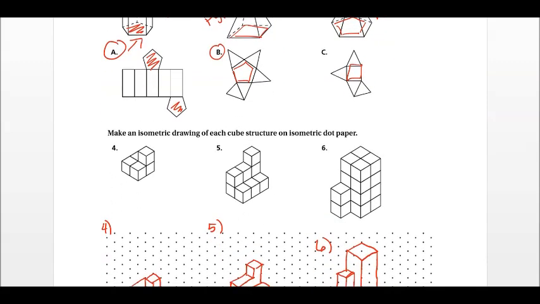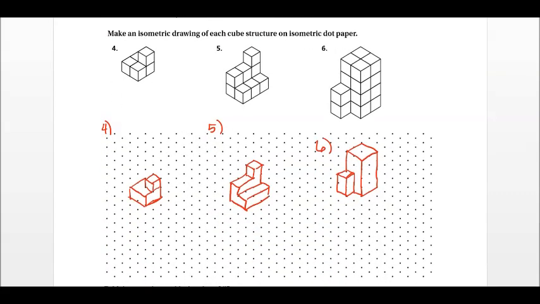All right, let's check the isometric drawings. Number 4 looks like this. Compare yours with mine. Feel free to pause it if you need to look at it more carefully. Here's number 5 and number 6.